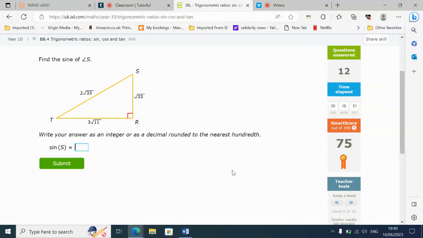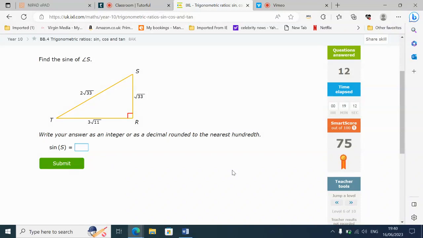What, is that not what you do first? You have to do Pythagoras' theorem first to get... What do you have in your notes? I wrote square root 11, okay.